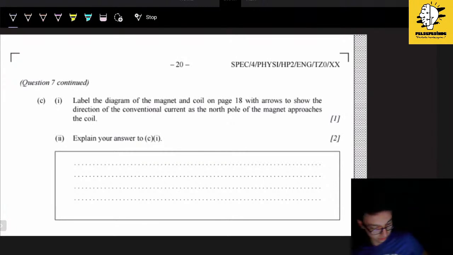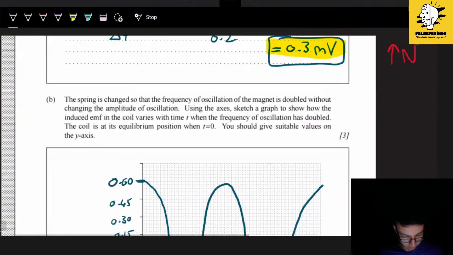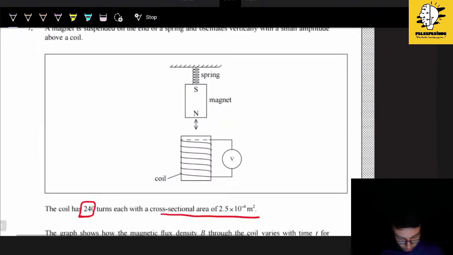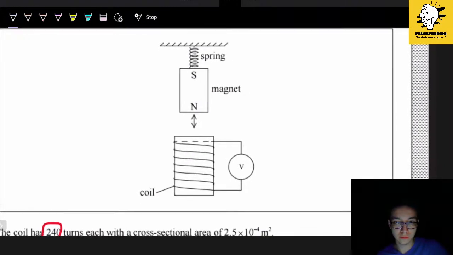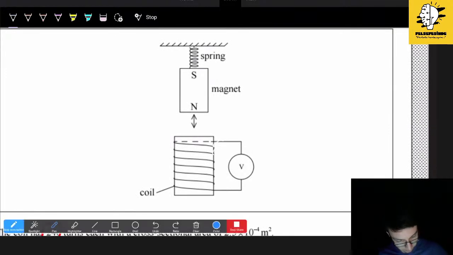Label the diagram of the magnet and the coil on page 18 with arrows to show the direction of the conventional current. Okay, so in this part we have to remind ourselves of Lenz's law. Let's go up. Okay, so what does Lenz's law say? Burak, would you let me annotate? Sorry.